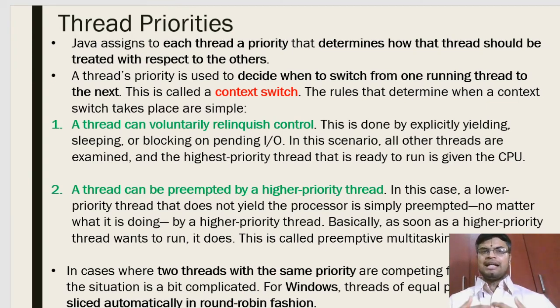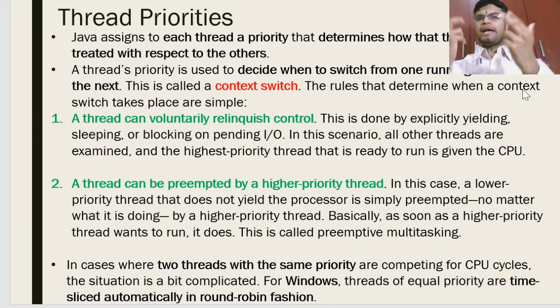Preempting means it will stop abruptly. Basically, if a higher priority thread comes, the lower priority thread just comes out of the processor and the higher priority thread just gets the processor time. So this is how it happens, guys. These are the two main rules that occur whenever we talk about thread priorities. One is a thread can voluntarily relinquish the control of the processor, or the second is a thread can be preempted by a higher priority thread.